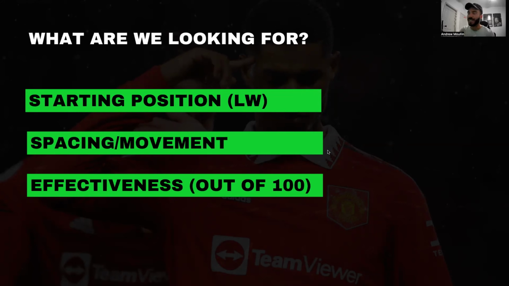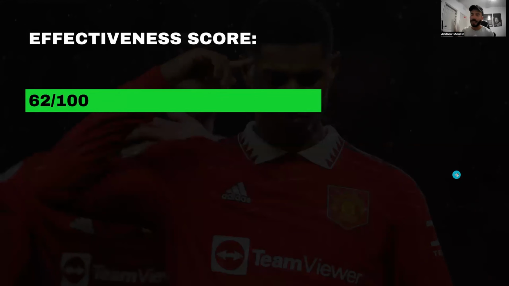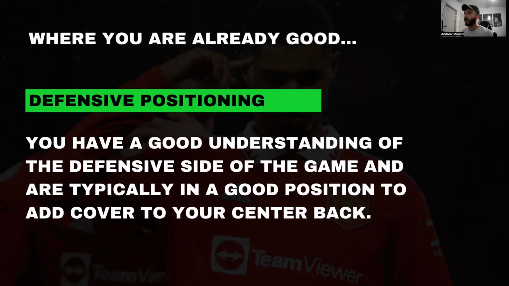His effectiveness score today was 62 out of 100. And you might be saying, Abdullah, that's not very good. But what you need to understand is that he did an amazing job in certain areas. I'm going to give you what he did well, and I'm going to show you what he needs to work on as well. So first thing is where he did really well was his defensive positioning.